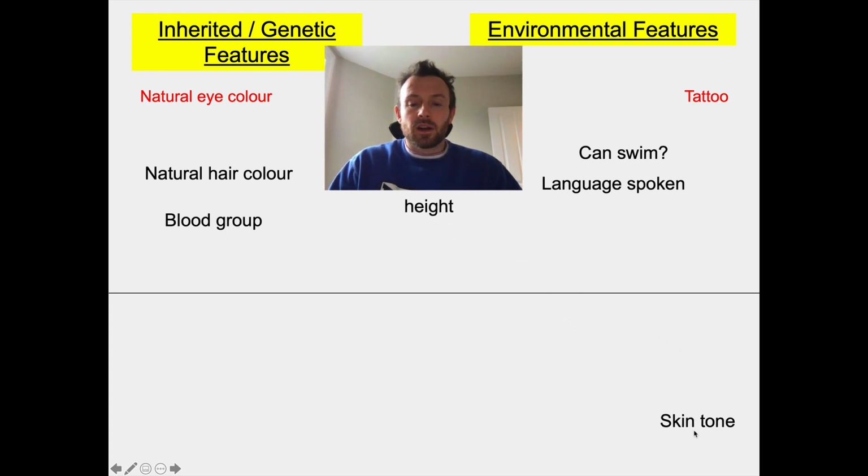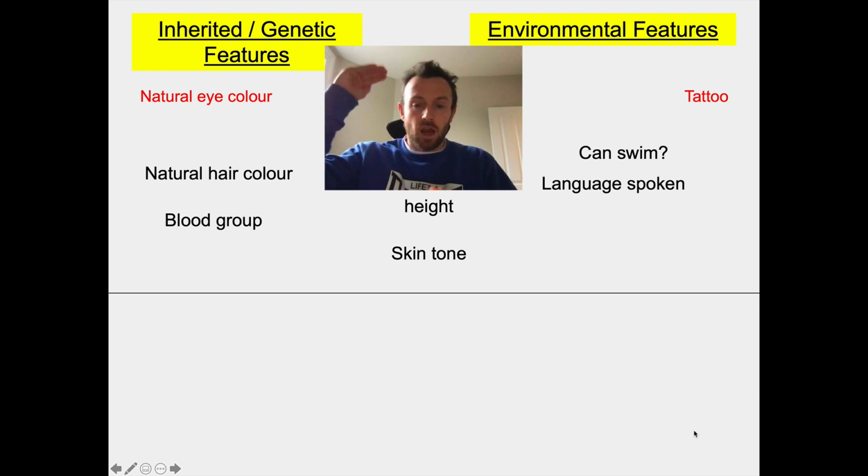Now, height and skin tone, you would put sort of in between. So many features are influenced by both environmental and genetic factors. For example, height, you might have genes that mean you could grow to be a very tall person, but if you don't get the right nutrition throughout your life, you're not going to reach that height. Likewise, skin tone. You have genes from your parents that determine your base level of skin tone. But sun exposure can, of course, cause your skin tone to change. With less sun exposure, your skin gets a bit lighter. More sun exposure, your skin gets a bit darker.